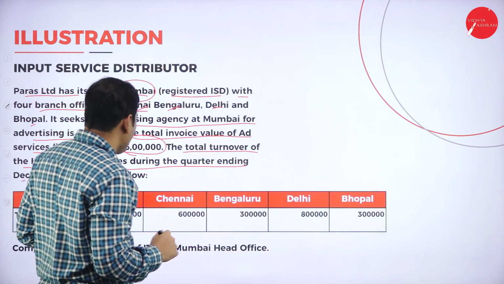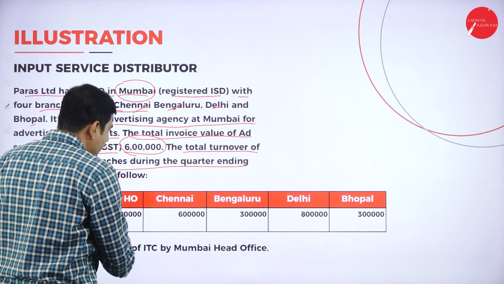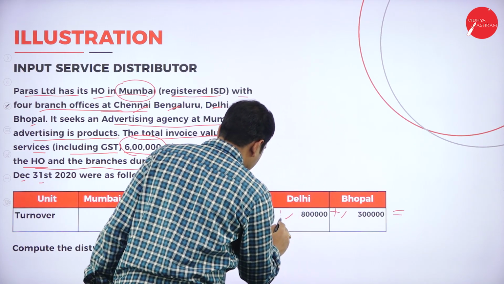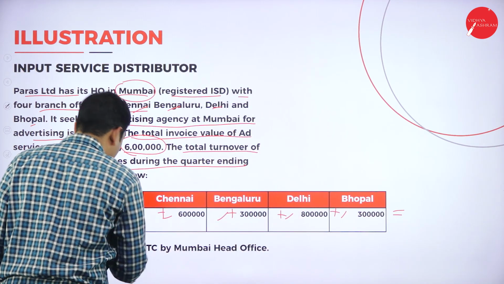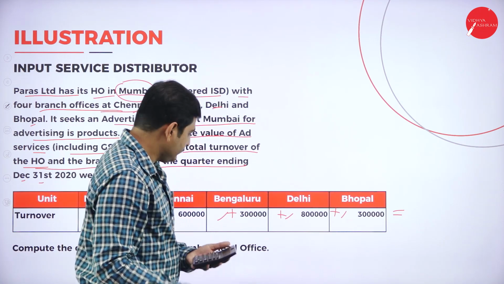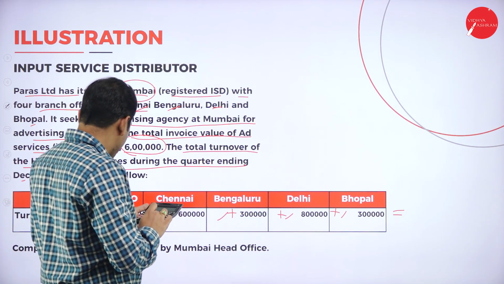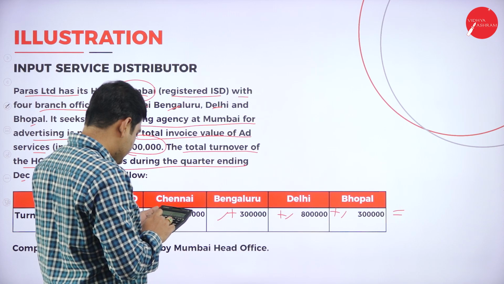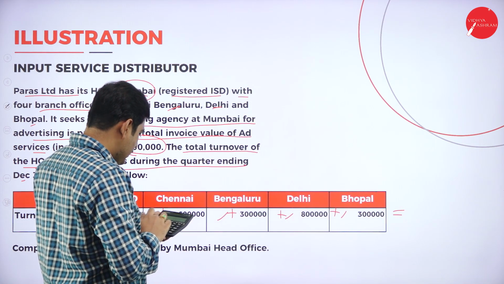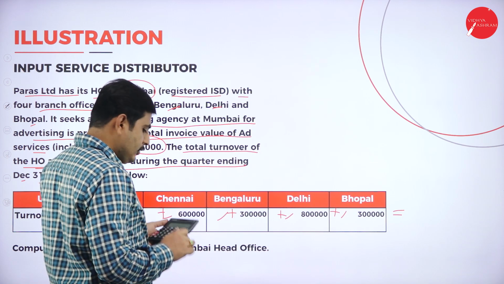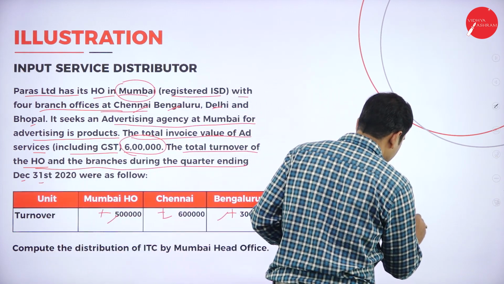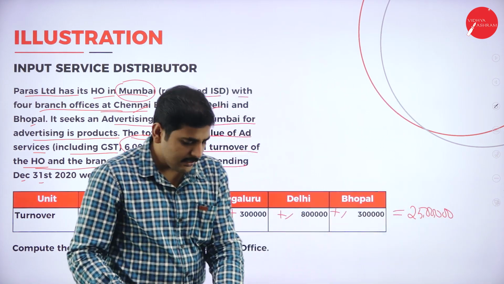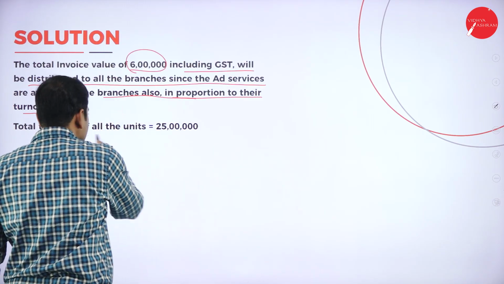Now let's calculate the total turnover. If you add all the turnover of Mumbai, Chennai, Bangalore, Delhi and Bhopal, how much do you get? Let's calculate: 5 lakh plus 6 lakh plus 3 lakh plus 8 lakh plus 3 lakh. So the total turnover is 25 lakh. Isn't it? Total turnover is 25 lakh.